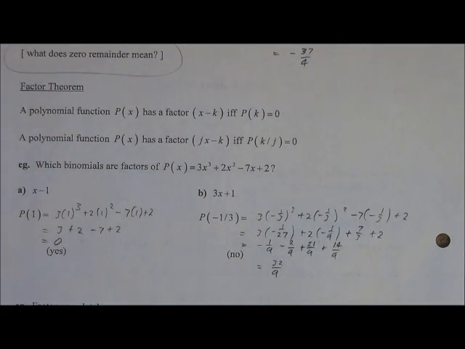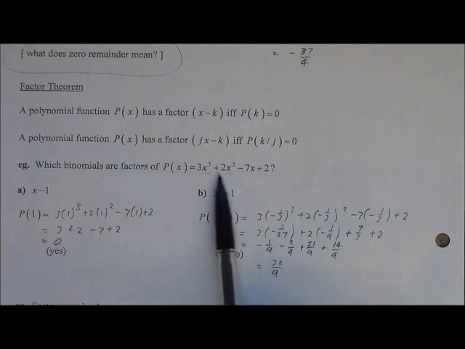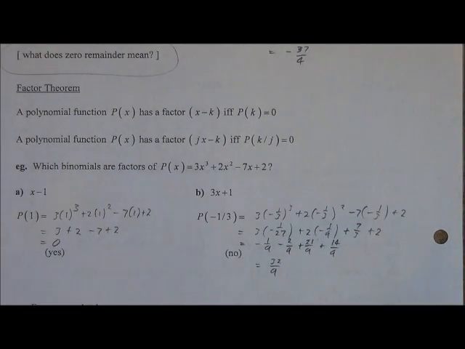Okay, so now that you've had a chance to evaluate this polynomial at 1 and at negative 1/3, we see that p of 1 gives us 0, which means that x minus 1 is a factor of this polynomial. And you found that p of negative 1/3 leaves you with 32 over 9, which is not 0, which means that 3x plus 1 is not a factor of this polynomial.